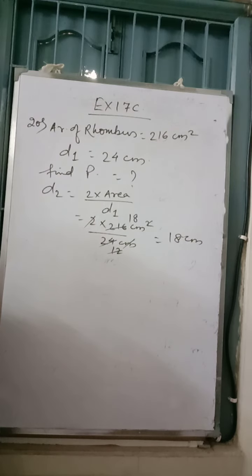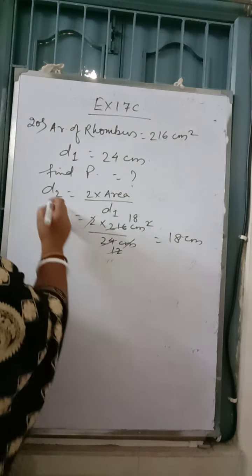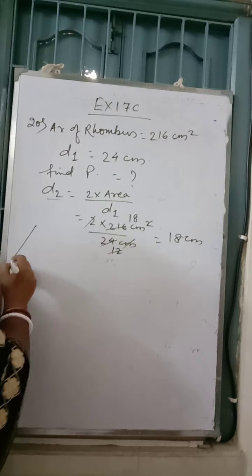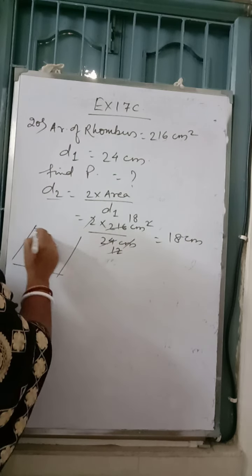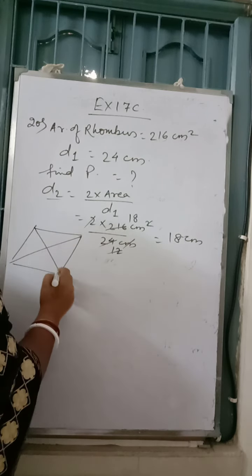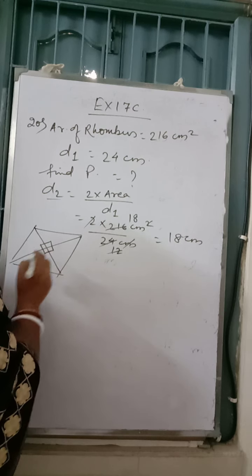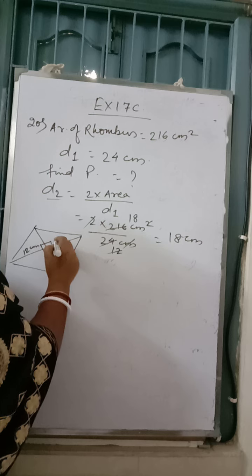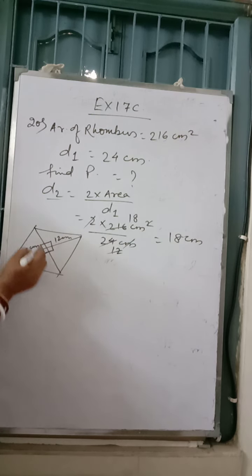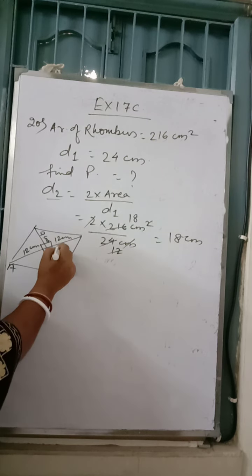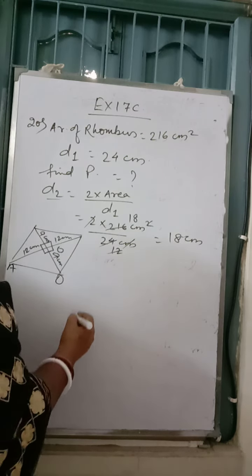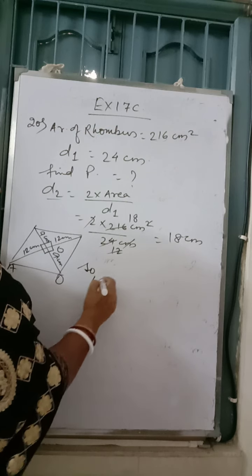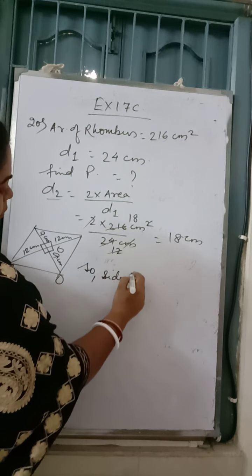Okay. Now, as in yesterday's class, we got both the diagonals. When we talk about the rhombus, the diagonals bisect each other at 90 degrees. So, if this one was 24, this is 12 centimeter, this is 12 centimeter. Second, we have got 18. So, this is 9 centimeter, this is 9 centimeter. So, what would be the side of the rhombus?